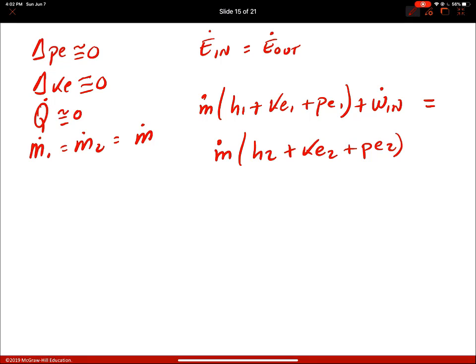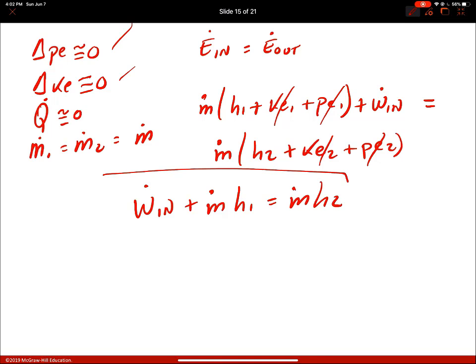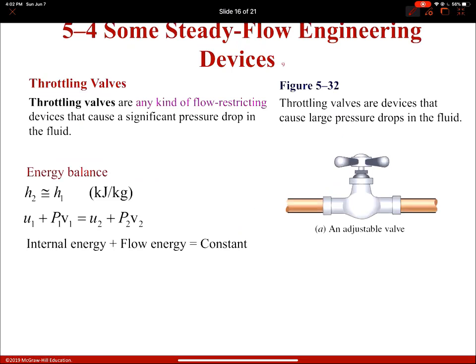What happened? Delta PE and delta KE equal 0, so I can cancel this with these two, and my equation will be simplified as work that comes in plus mass flow rate H1 equals mass flow rate H2. And this equation will work for compressors, pumps, and fans. Alright, this is the equation I need when working with those engineering devices.